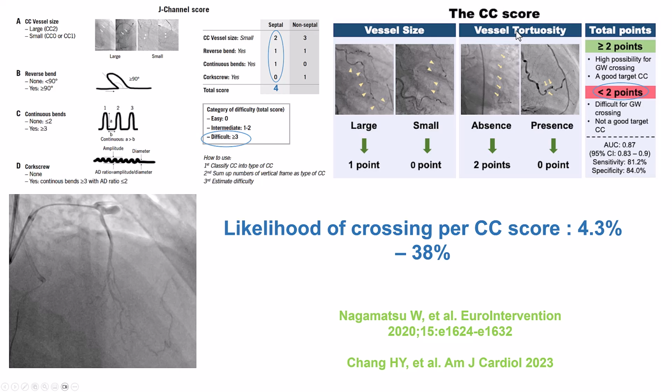This is true for both septal and epicardials, and there are 2 scores, the J-channel score and the CC score, for determining the likelihood of crossing the collateral. From those 2, I believe that the CC is easier to remember and more practical. It gives 1 point if you have a large collateral, and 2 points if you do not have any significant tortuosity, and the more points you have, the more the likelihood of crossing the collateral.